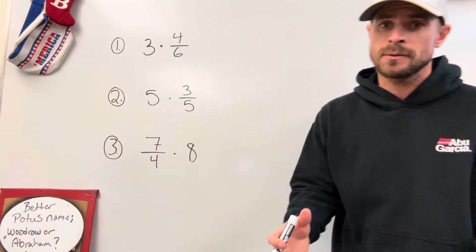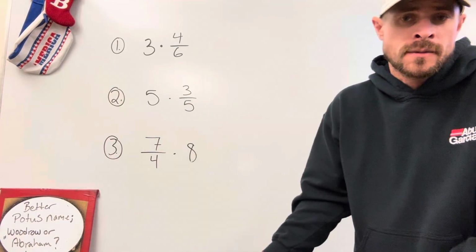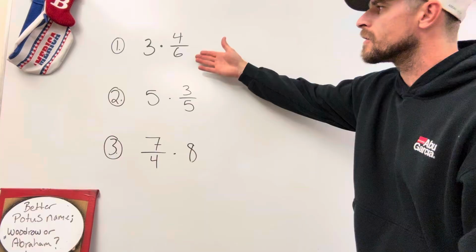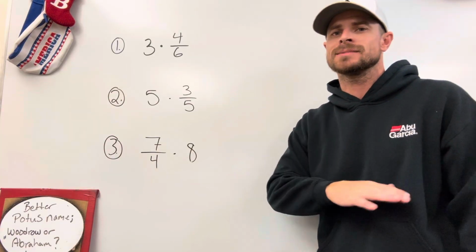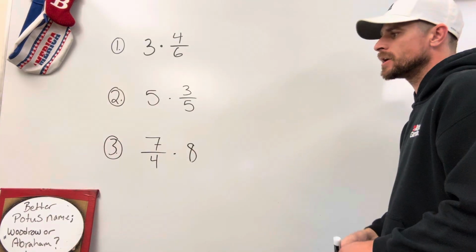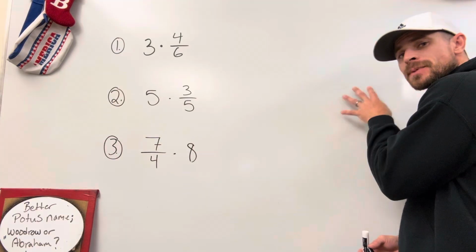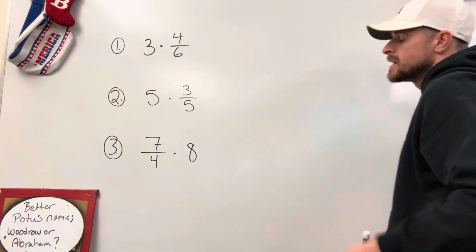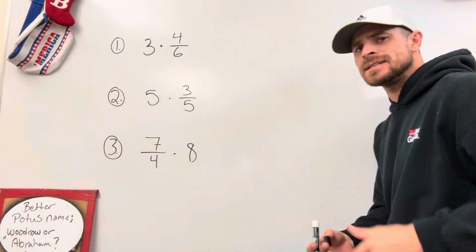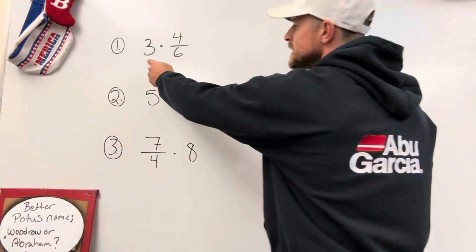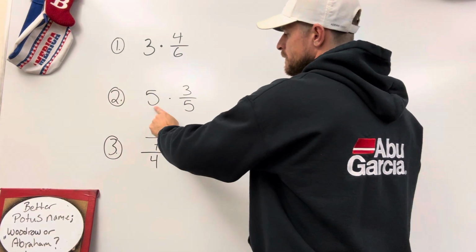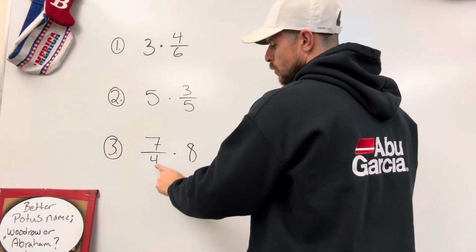This is something we should be able to type on our calculators if we have them. If we don't have calculators, we should be able to solve these problems, no problems asked. So let's make sure we understand how to do this. At the end of the video, I'll explain to you why it works the way it does, and then you'll have a deep understanding and you'll be able to teach it to your peers. So 3 times 4 sixths, 5 times 3 fifths, 7 fourths times 8.